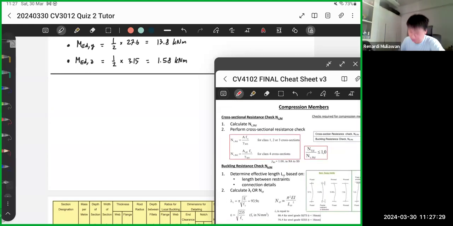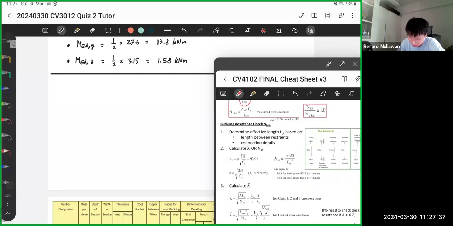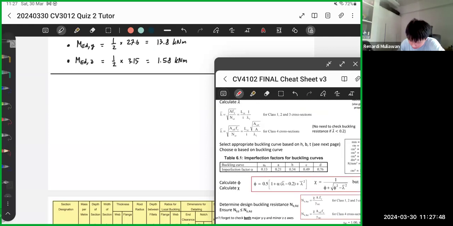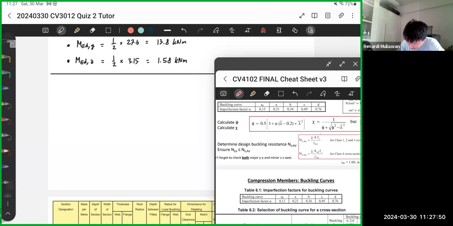So there are two checks for compression members. We have the cross-sectional resistance, which is this value, A times Fy divided by gamma M0. Then also we have the axial buckling check. I'll just put this in a parenthesis. If you notice, it's the same A times Fy divided by gamma, but now we have this reduction factor. That's the only difference.